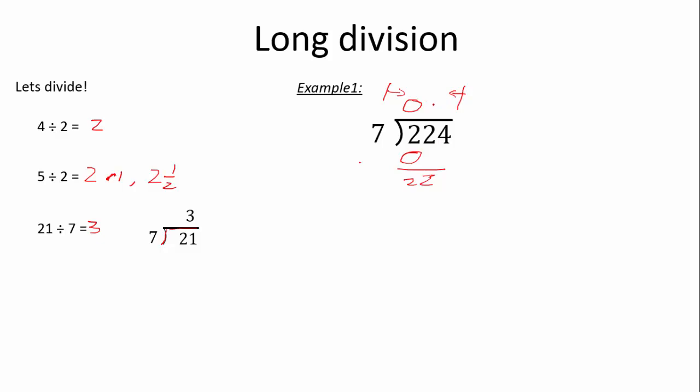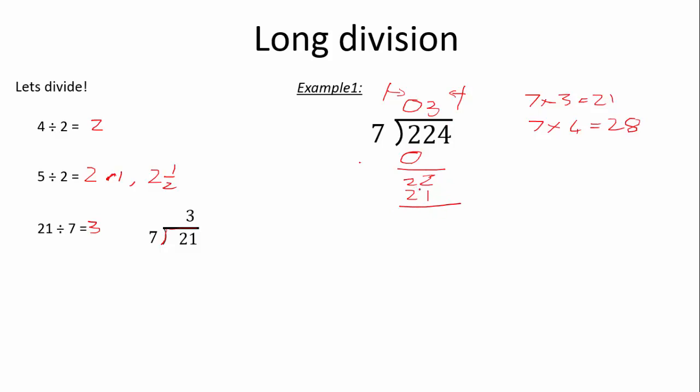So it definitely doesn't go in 4 times because 7 times 4 is 28. So 7 times 3 is equal to 21, and 7 times 4 is equal to 28. You need to know your times table to do long division. So we're going to go 7 into 22 goes 3 times. 3 times 7 is 21. Okay.